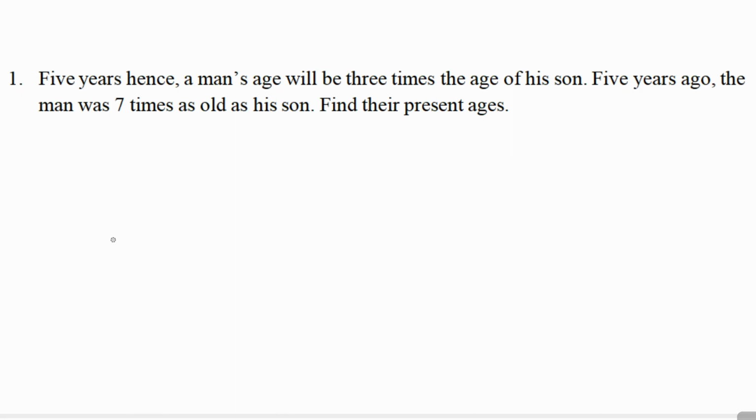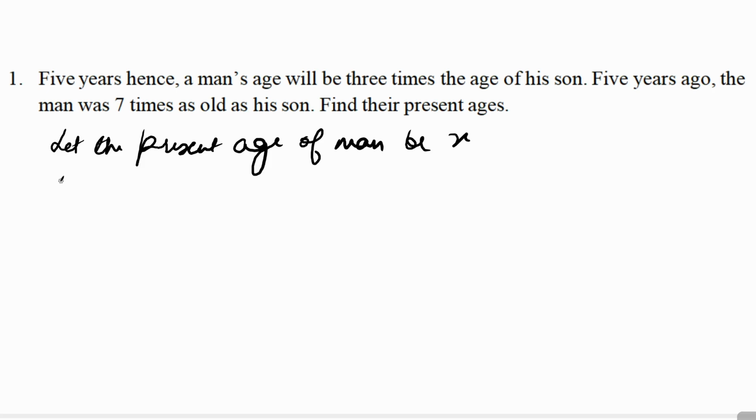So let's start. The first question is: 5 years hence a man's age will be 3 times the age of his son. 5 years ago the man was 7 times as old as his son. Find their present ages. So we will assume the variables. Let the present age of man be x and let the present age of son be y.